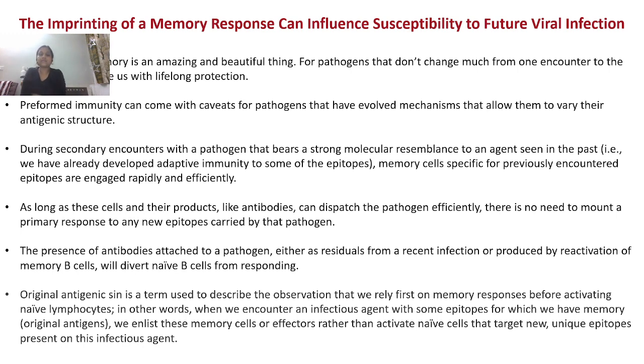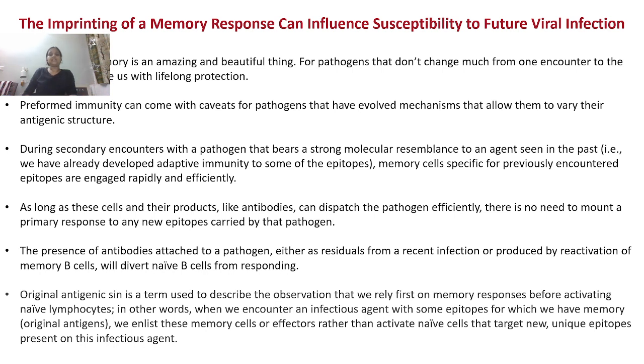As long as the cells and their products, like antibodies, can dispatch the pathogen efficiently, there is no need to mount a primary response to any new epitopes carried by that pathogen. The presence of antibodies attached to a pathogen, either as residuals from a recent infection or produced by activation of memory B cells, will divert naive B cells from responding. So whenever memory B cells are present, they will not allow the new B cells to respond. There are already antibodies present against those pathogens in our body, so they will attack that pathogen.